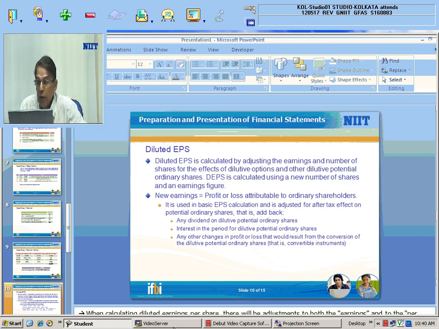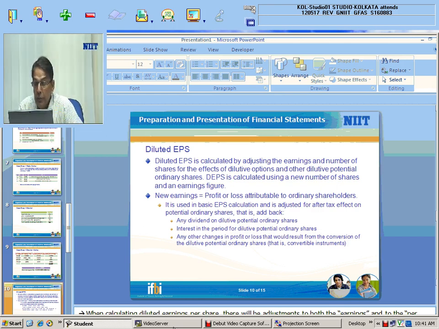New earning will be profit or loss attributable to ordinary shareholders. Same concept. But it is used in basic EPS calculation, adjusted for after tax effect on potential ordinary shares, that is added back. So any dividend on dilutive potential ordinary shares will be added back. Supposing there is a class of shareholders, convertible preferred shareholders, and any dividend has been paid during the year to those preferred shareholders, that will be added back. That will be adjusted for after tax effect. So any dividend on dilutive potential ordinary shares will be added back.